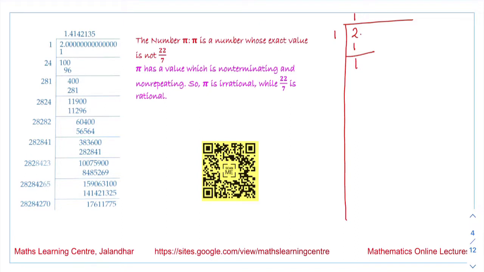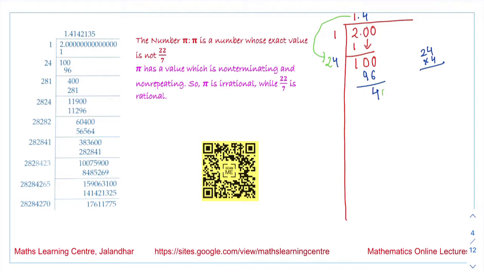Now we put a decimal over here. So we get 2 zeros over here, and with this 1 we get 100. The double of 1 is 2, so the next step is 24, and over here we get 4, so 24 into 4 gives 96. The remainder we are left with is 4.